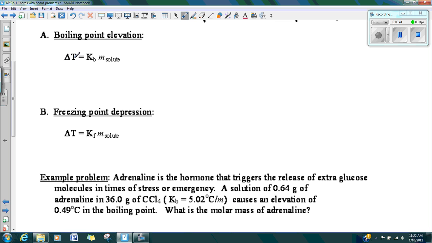So our change in temperature is going to be affected by a constant, and Kb is noted as our boiling point elevation constant. You should recognize this script m as the molality of the solute. And then for our freezing point depression, same thing. Our change in temperature is going to be reflected by our freezing point depression constant times the molality. Which one is more affected? Well, freezing point is going to be more affected by adding a solute than boiling point elevation.